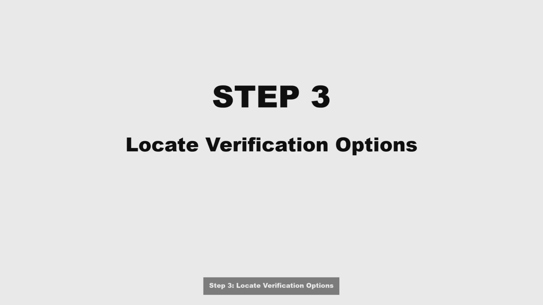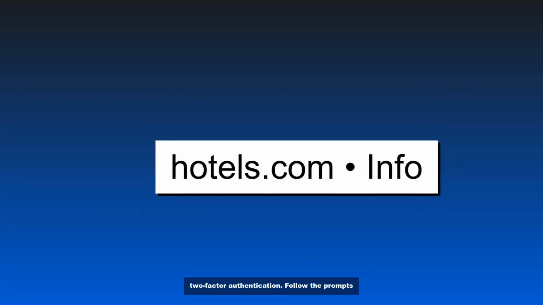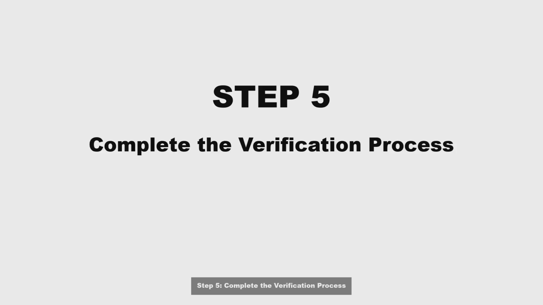Step 3. Locate verification options. In the account settings menu, find the section labeled account verification or security settings. This section will provide you with options to verify your account. Step 4. Choose a verification method. Select your preferred method of verification. This may include options such as verifying your email address, phone number, or using two-factor authentication. Follow the prompts for your chosen method.